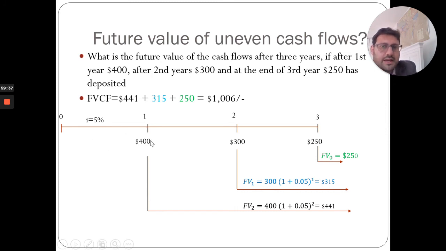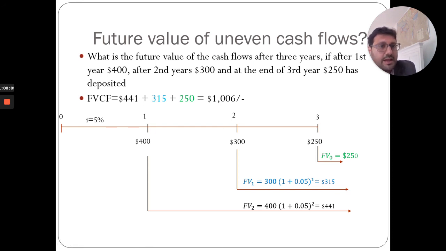So at the end of the first year, you deposited 400. At the end of the second year, you deposited 300. And as soon as you went to the teller and deposited the last 250, now you are asking for the balance of the bank account, assuming you did not have anything in that bank account before these cash flows. So now you want to know what the balance of your account is. So what would be that balance?